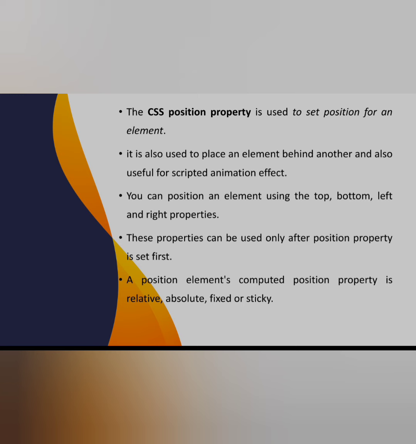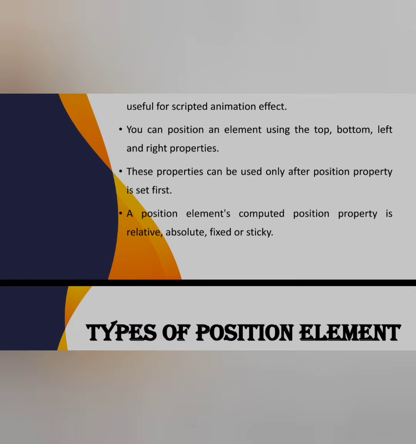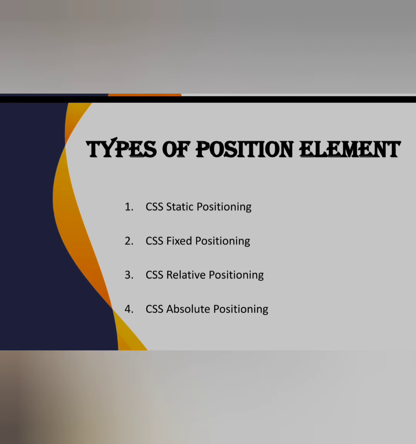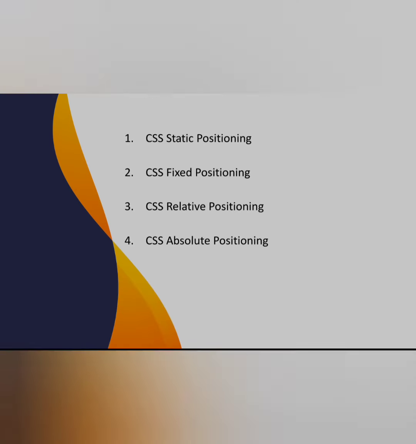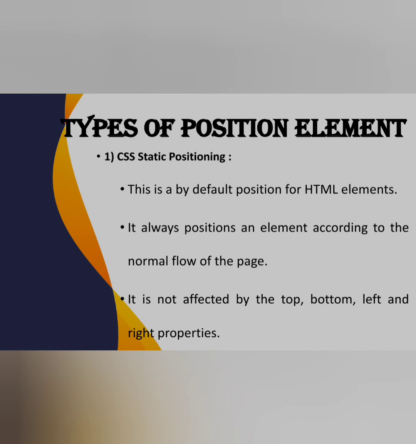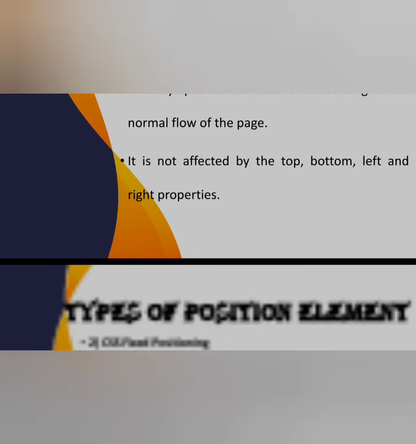A positioned element's computed position property is relative, absolute, fixed, or sticky. Types of position element: static positioning, fixed positioning, relative positioning, and absolute positioning. CSS static position. This is the default position for HTML elements. It always positions an element according to the normal flow of the page. It is not affected by the top, bottom, left and right properties.